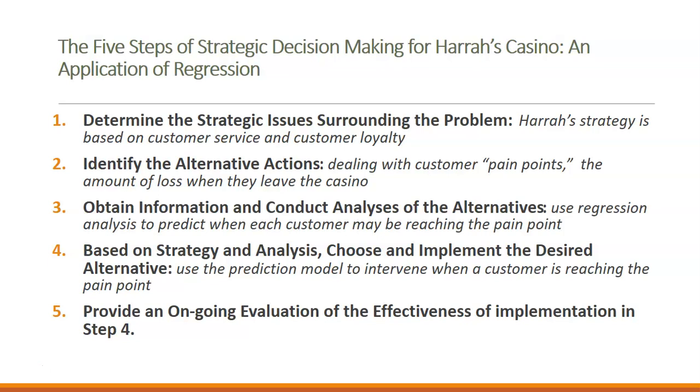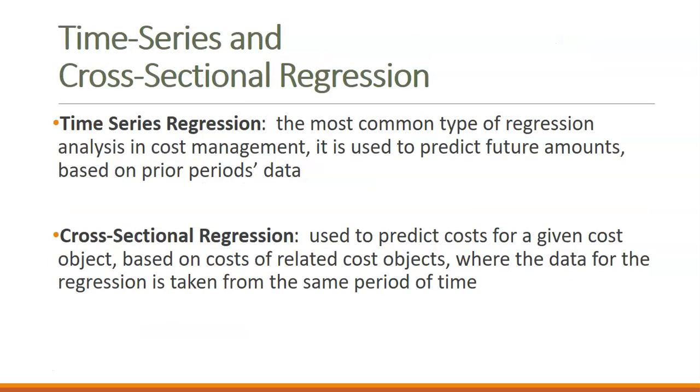They're going to use regression analysis to predict when each customer may reach the pain point. They use this prediction model to intervene when a customer is reaching the pain point. And then they provide ongoing evaluation of the effectiveness of the implementation in step 4.